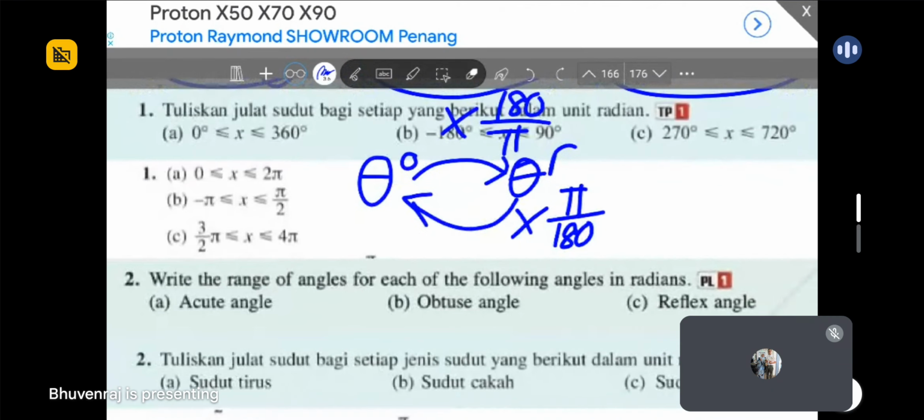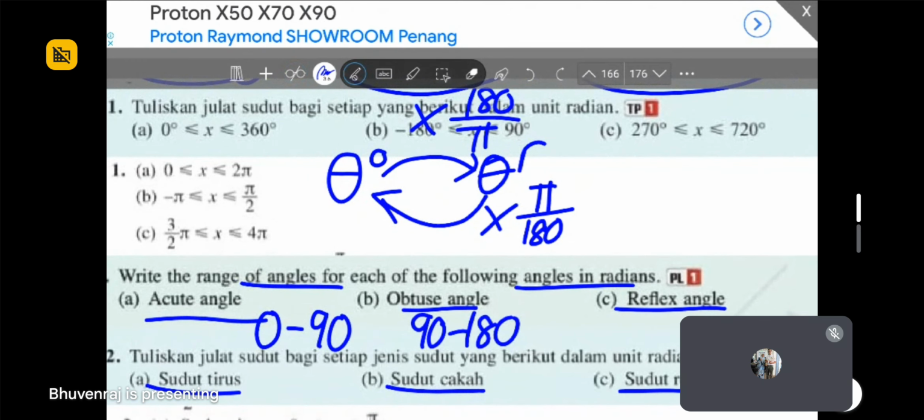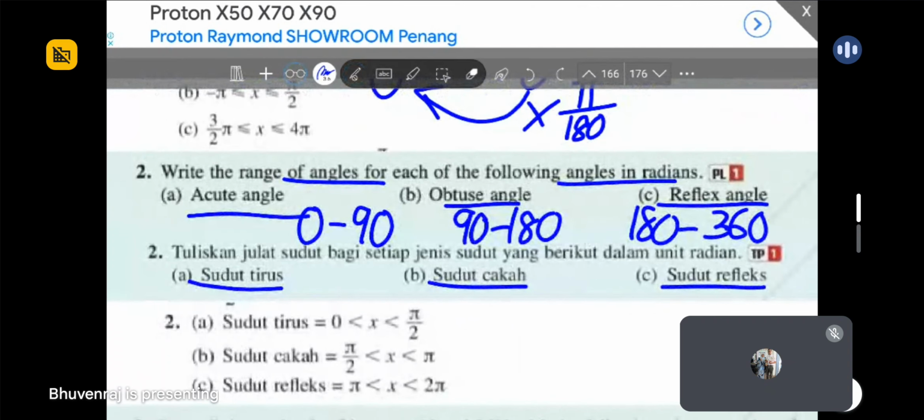So next one, they ask you to write the range of angles for the following angles. For acute angle, sudut tirus, you must understand it is 0 to 90, because it's quadrant 1, sukuan pertama. Obtuse angle, 90 to 180, sudut cakar. This is quadrant 2, sukuan kedua. Reflex angle, 180 to 360, quadrant 3 and quadrant 4. So you just need to convert all of these angles into radians. Tukar saja kepada mod radian. So these are all your answers.